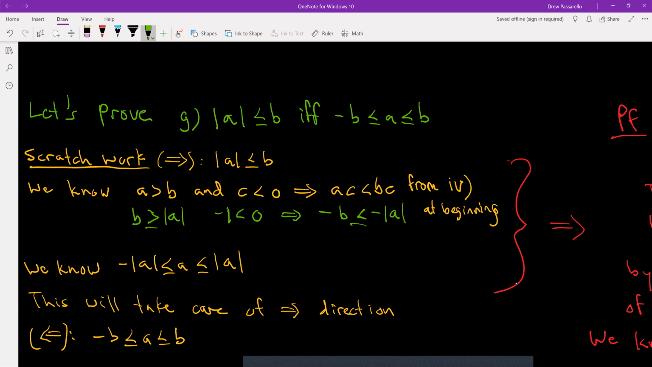This is the forward direction, so we're going to start with the assumption of the absolute value of A less than or equal to B in the forward direction. And then for the backwards direction, we'll use negative B less than or equal to A less than or equal to B. For the forward direction, we wish to show, WTS, negative B less than or equal to A less than or equal to B.